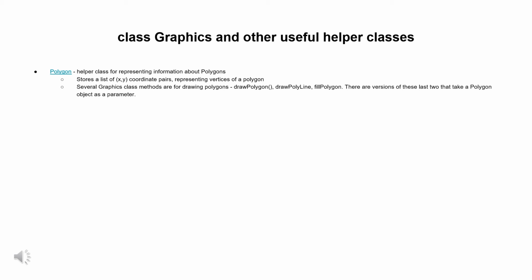Polygon is a helper class for representing information about polygons. It stores a list of x, y coordinate pairs representing vertices of a polygon. Several Graphics class methods are for drawing polygons: drawPolygon, drawPolyline, and fillPolygon. There are versions of these last two that take a Polygon object as a parameter.